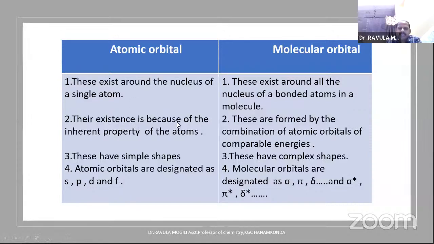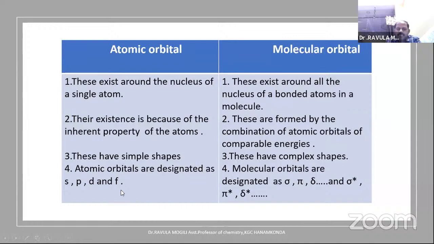The existence of atomic orbitals is because of the inherent property of the atoms. Molecular orbitals are formed by the combination of atomic orbitals of comparable energies. Atomic orbitals have simple shapes. Molecular orbitals have complex shapes.